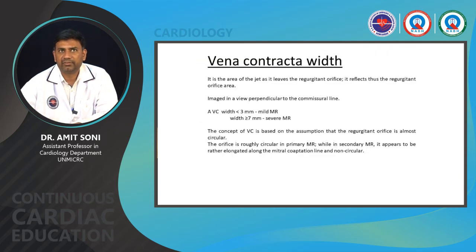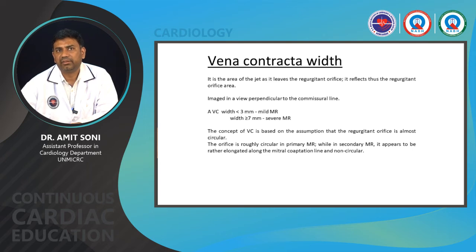Vena contracta width, what is the meaning? It is the width of the jet at the level of the regurgitant orifice. It reflects the regurgitant orifice area imaged in a view perpendicular to the commissural line. A vena contracta of less than 3 mm is a mild MR and more than 7 mm is severe MR.